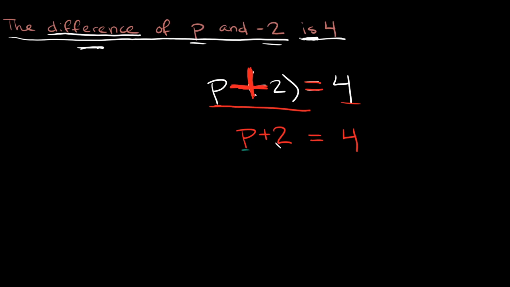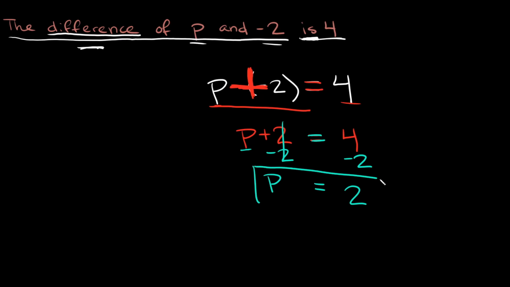So we have p here plus 2. In order to get rid of this plus 2, we have to subtract 2 from both sides. Then this cancels out, goes to 0. All we're left with is p on this side, and that's equal to 4 minus 2. 4 minus 2 is just 2.